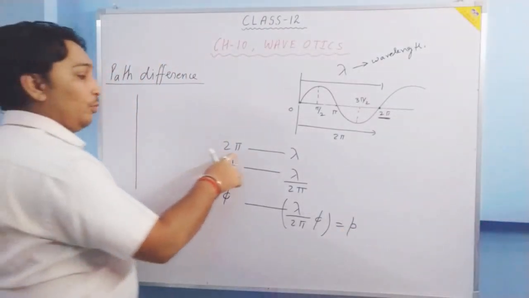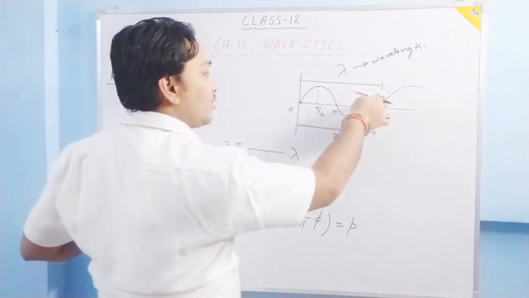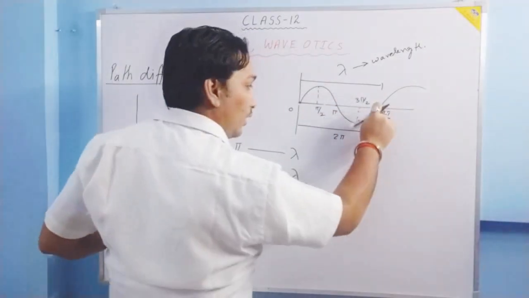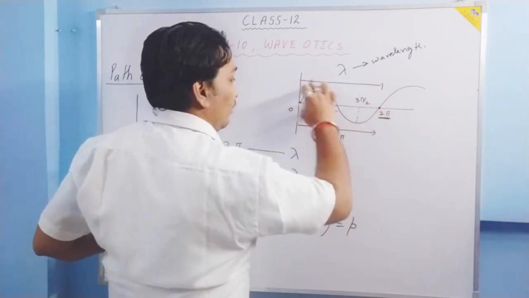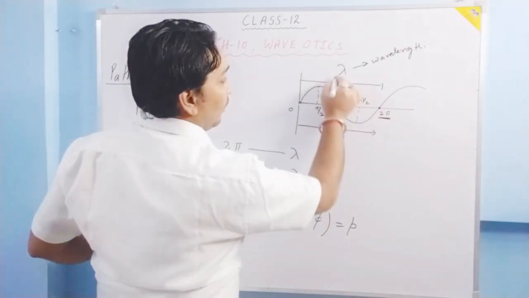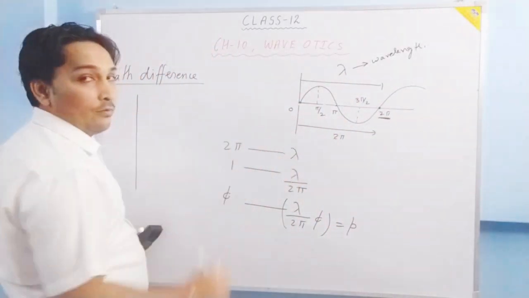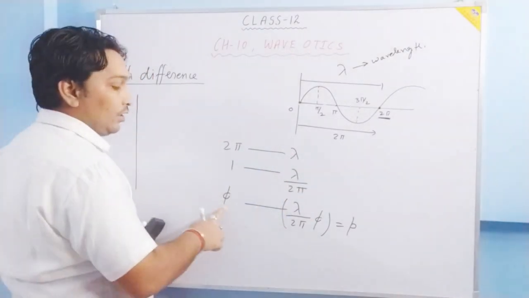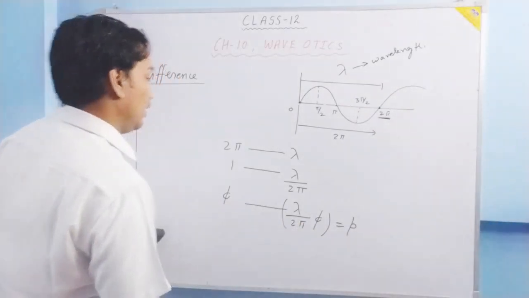Okay, for 2 pi change in phase, the wave travels how much? Lambda. If this particle has to go upward then downward, first of all this trough will go downward, then it will go upward. When we complete one vibration, the wave travels from here to here. So when phase changes by 2 pi, the wave travels by lambda. For unit change in phase, lambda upon 2 pi. For phi change in phase, lambda upon 2 pi into phi. So this is what we call path difference.